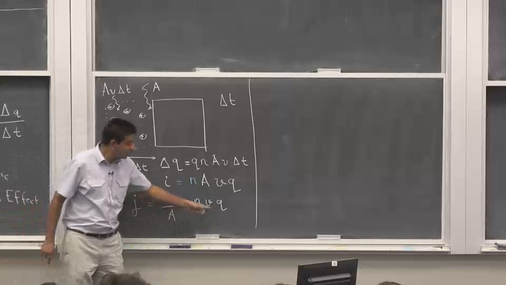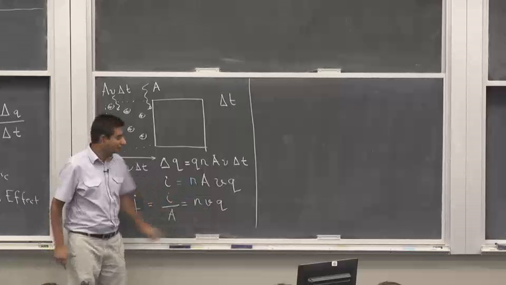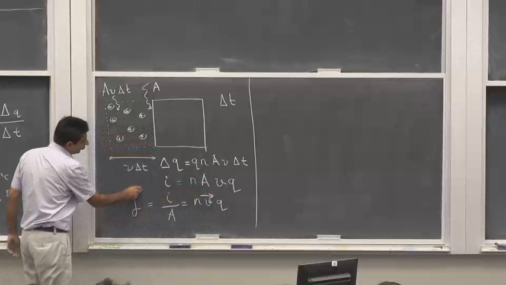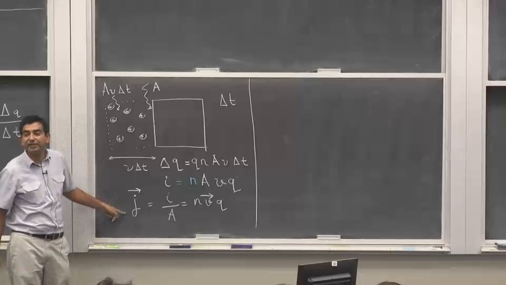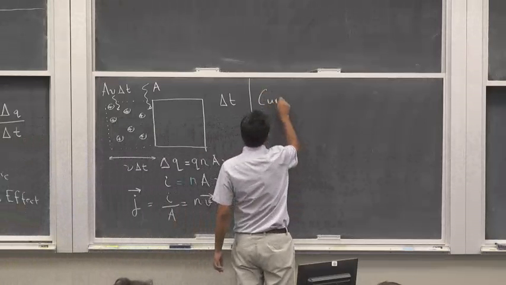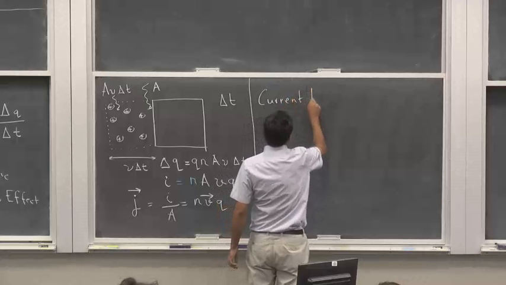Now since the velocity is a vector, I'll have to put an arrow on top of this. This current density is really a vector. So I have this relationship for the current density. This is something you need to remember, in fact.